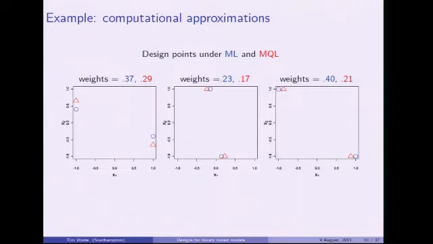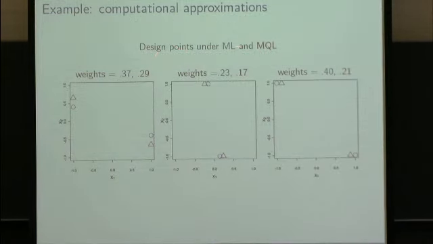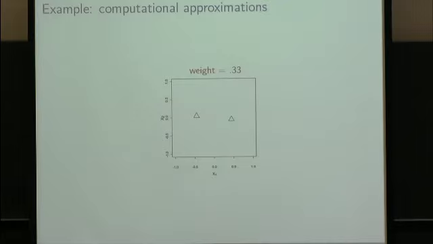So this is the optimal design under maximum likelihood, in other words, that computational approximation, and MQL. We can see again that there's a reasonable correspondence here, and quite strong here, between the points under the different approximations. But the weights don't match up. And in fact, there's an extra block under MQL.